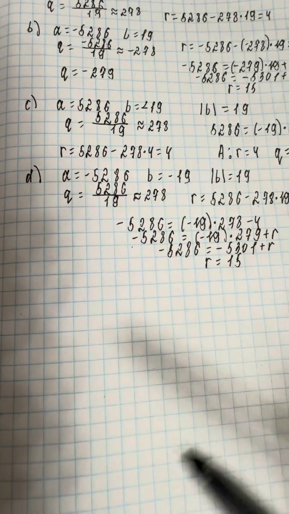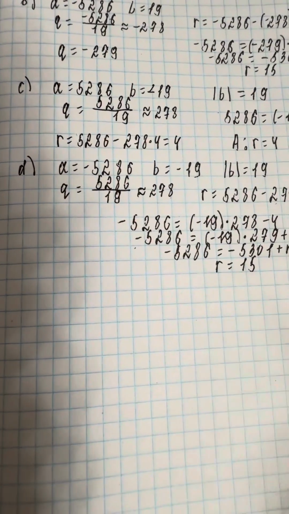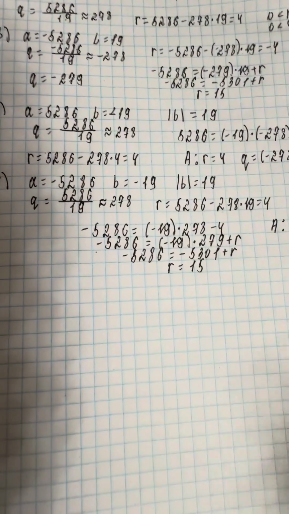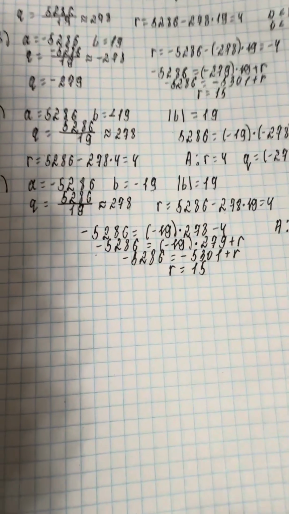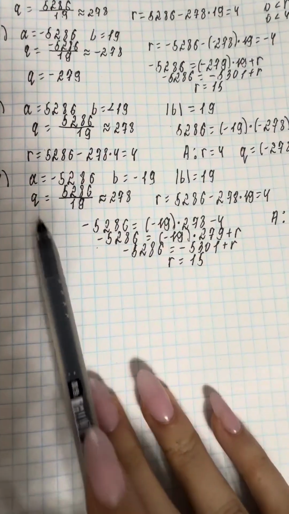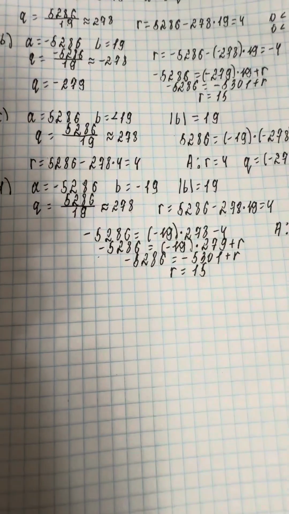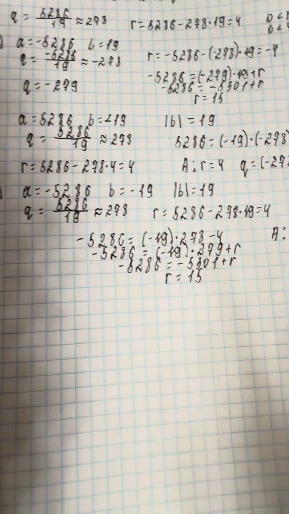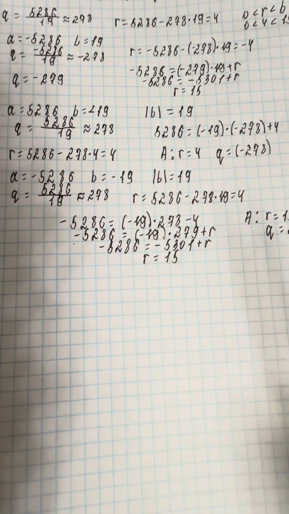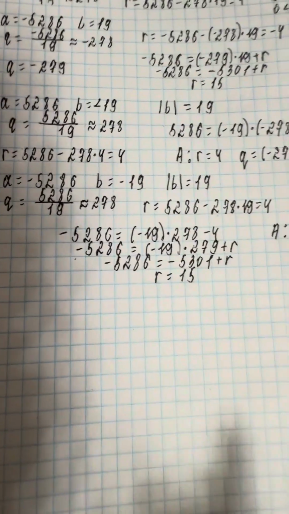In D, we're given A, negative 5,286, and B, negative 19. B is negative, and we use the absolute value of B, which is equal to positive 19. We find the Q, and after the round, it is equal to 278, and after this we find R equal to 4.